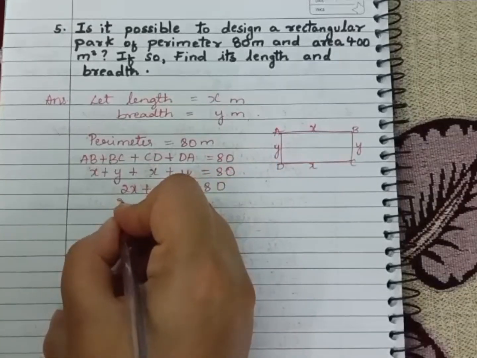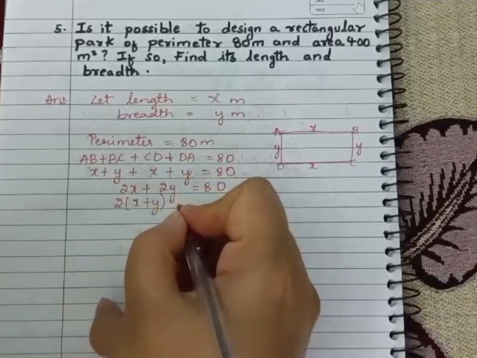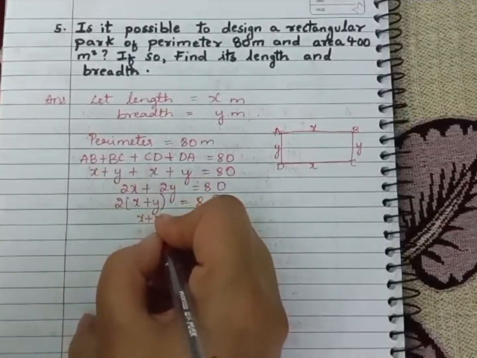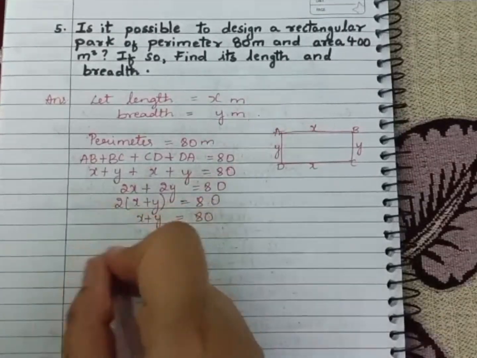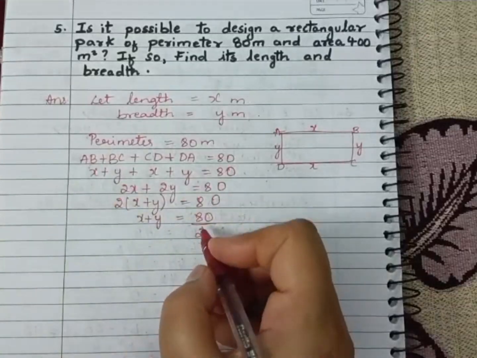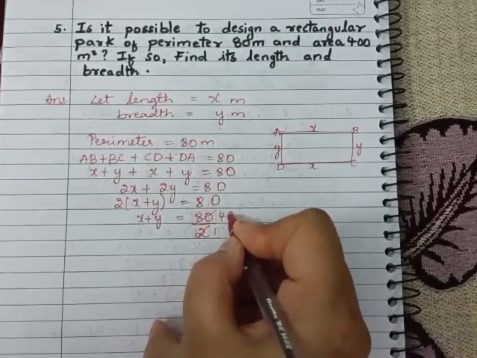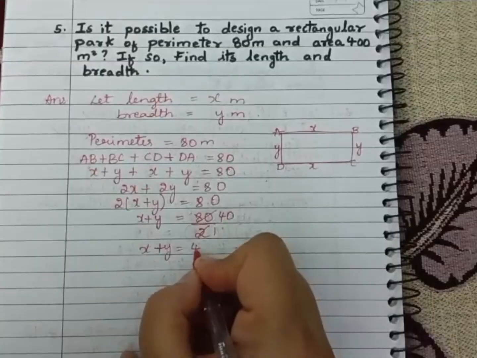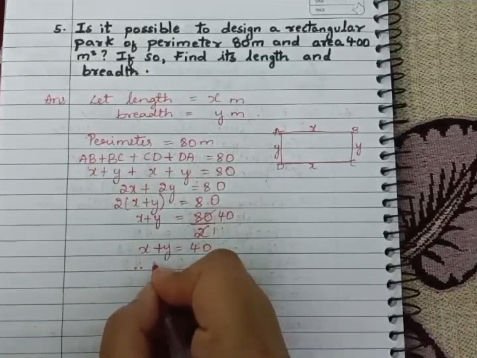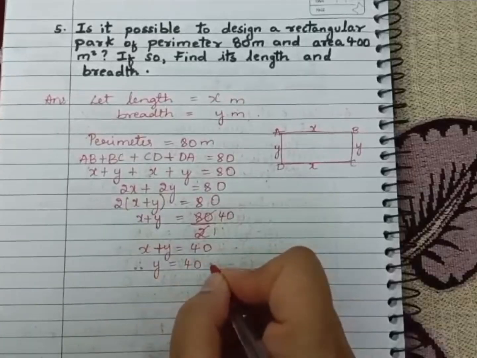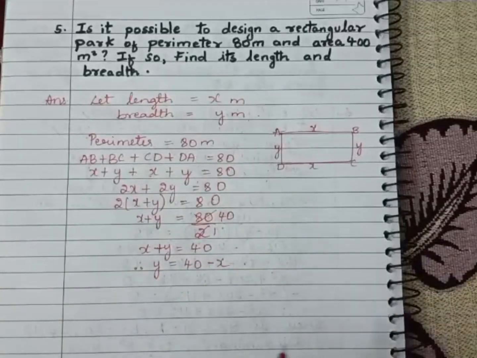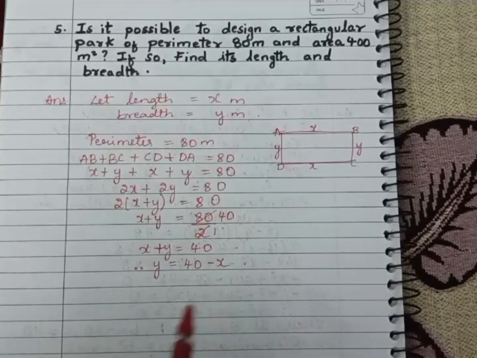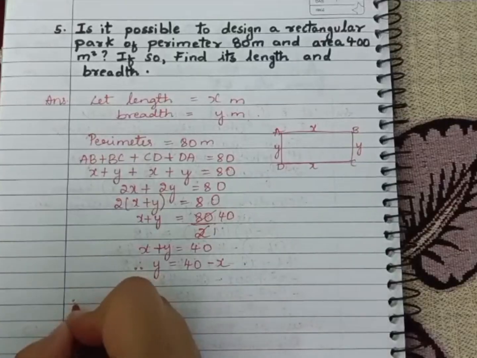Therefore, taking 2 common, 2 of X plus Y is equal to 80. This 2 comes over as divided by 2, and 2 forty is 80. X plus Y is equal to 40. Therefore, Y is equal to 40 minus X, because when we shift the X to the right hand side, it changes the sign. So we got the Y value now.